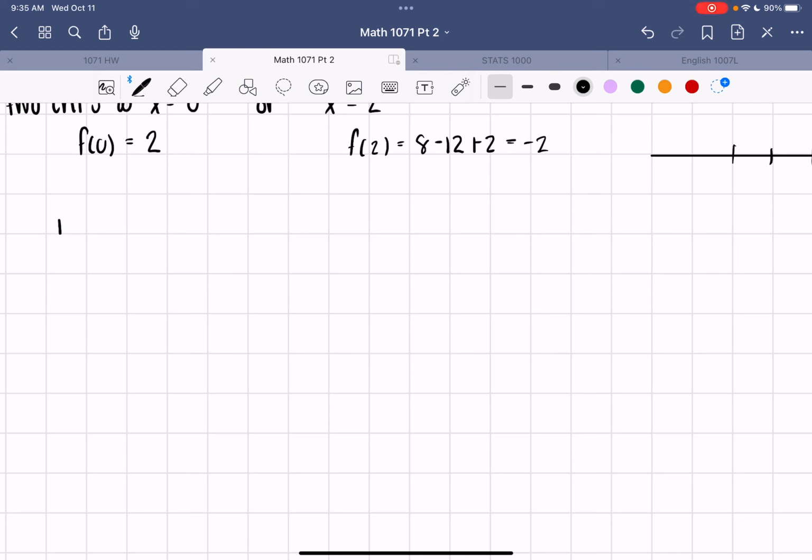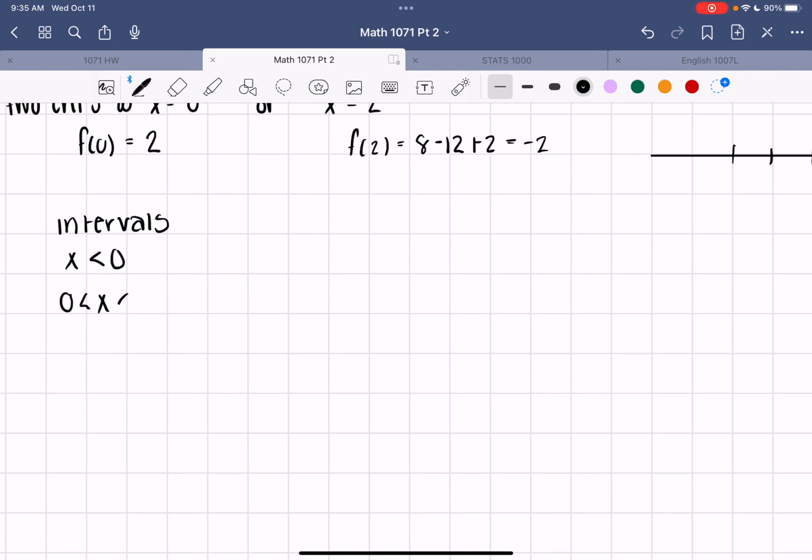Well, sure, I could put it into here, but how about the factor form? If x is negative 1, the first factor is negative, the second factor is negative, they multiply to a positive, and my shape is increasing.